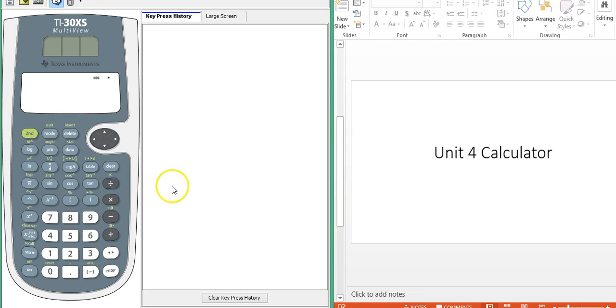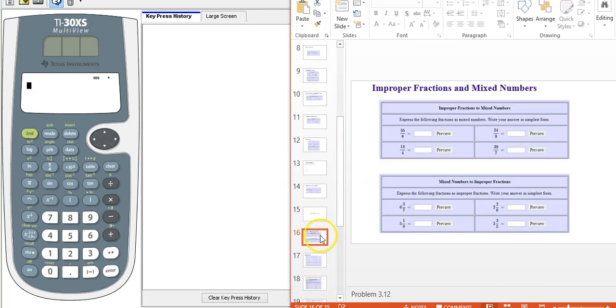In this video, I'm going to show you a few ways you can use the TI-30XS Multiview calculator on your Unit 4 homework. So let's look at the first slide. In this unit, we learned how to change improper fractions to mixed numbers and mixed numbers to improper fractions. The calculator will do this for you. So let's look at the first example.